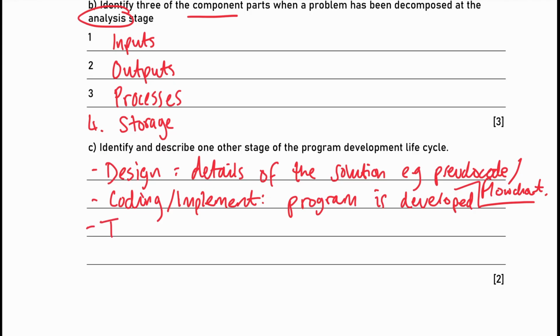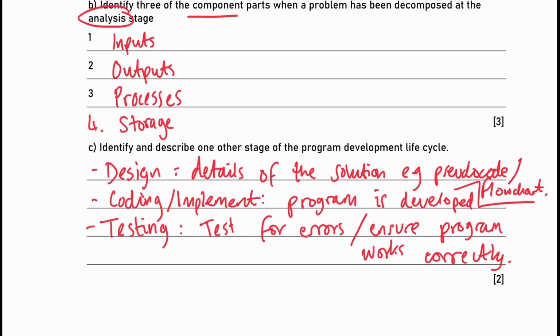And then finally, once the program is finished, we test it, and it's the testing stage, which is where we test for errors or ensure the program works correctly. So this is the program development lifecycle, guys. It was covered very early on in Unit 7, and again, these questions are often included in paper 2 and should be the easy marks that we pick up in the exam.